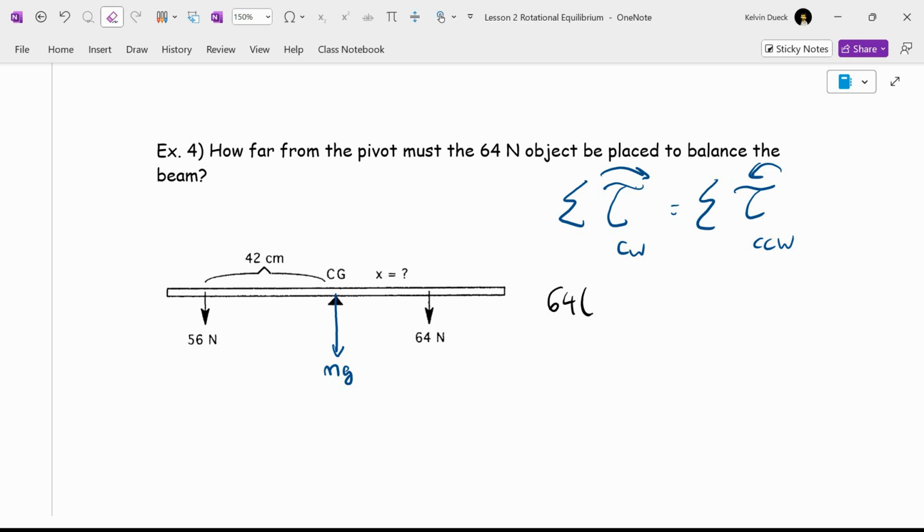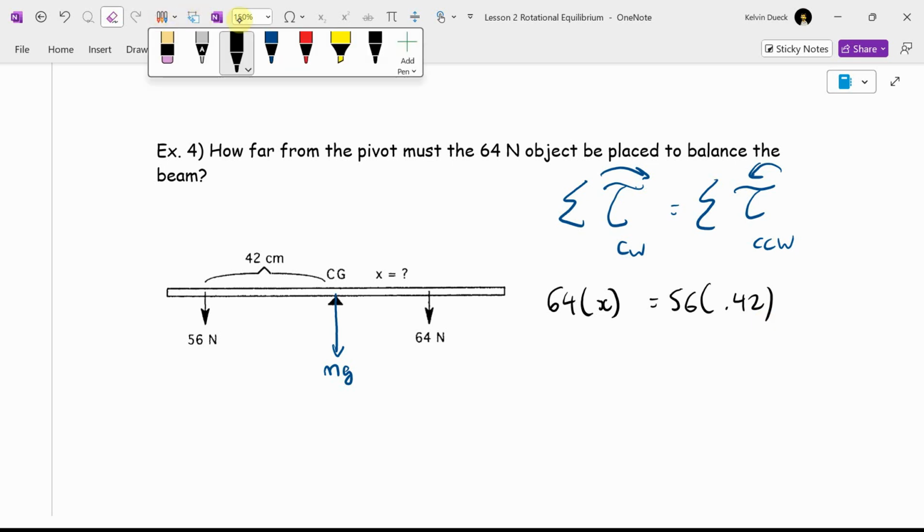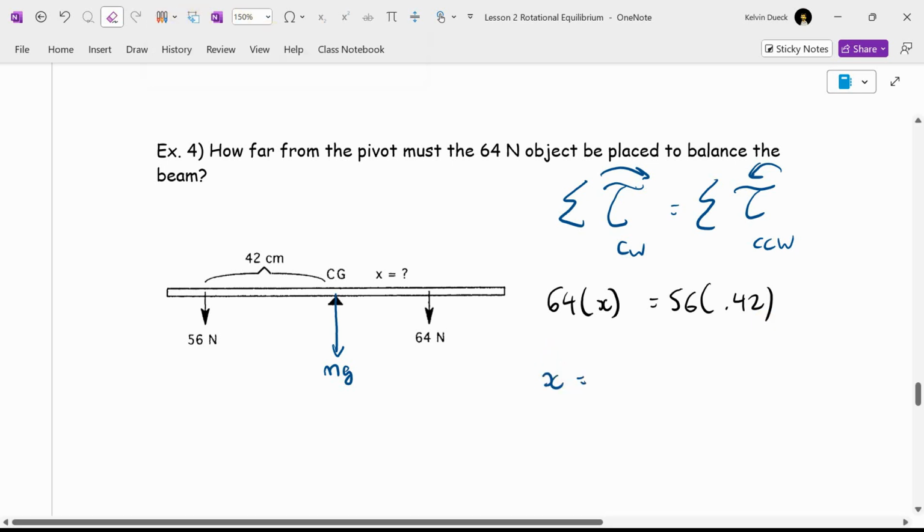More specifically is a variable, exactly. Yep. Has to equal counterclockwise torques times how far is it from the pivot? Yep. How would you get the x by itself? Divide by 64. What do you get?